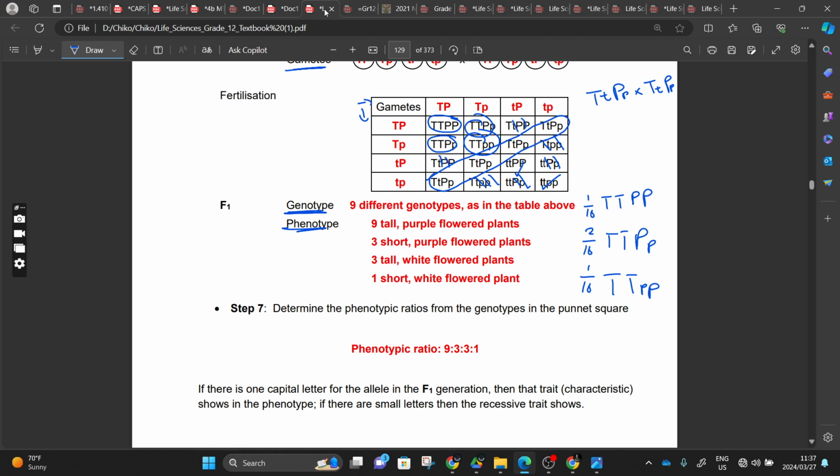So we are going to count them as one, one. So we are going to say one, this type. They say different genotypes, right? One, this type. Two, this type. Three, this type. Four, these two. Five, these two. Six, this type, seven, this type, eight, this type, nine, this type. Hence, we have nine different genotypes.